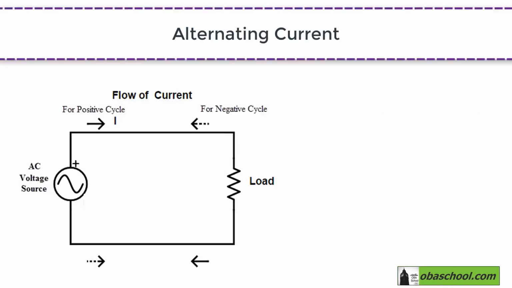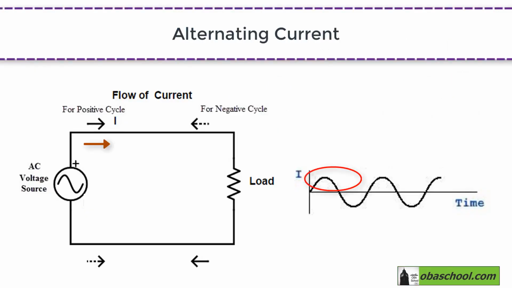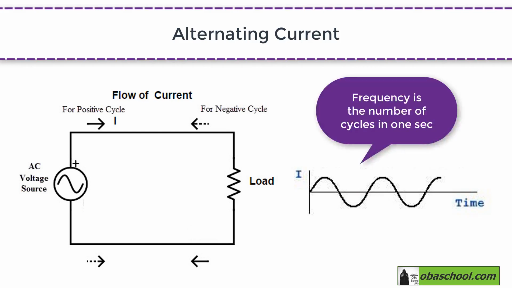An alternating current repeatedly reverses its direction. It flows one way, then the opposite way in successive cycles. And we call the number of cycles it passes through each second the frequency.